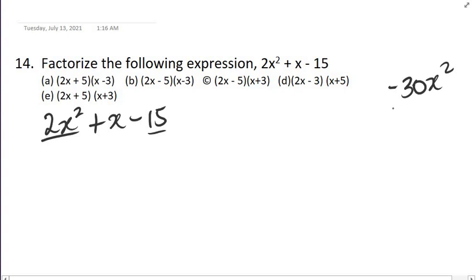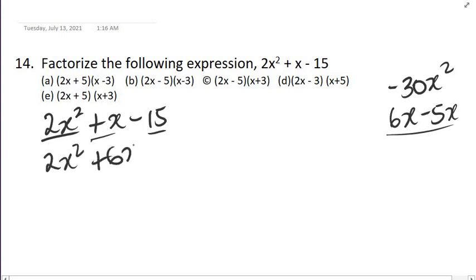So I'm going to use 6x and minus 5x. 6x times minus 5x will give me minus 30x squared. 6x minus 5x will give me plus x. So I'll pick these two factors and replace the middle term: 2x squared plus 6x minus 5x minus 15. So I can put them in brackets, like just group them.